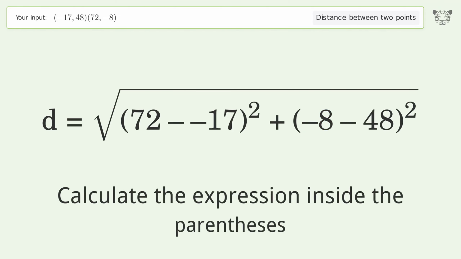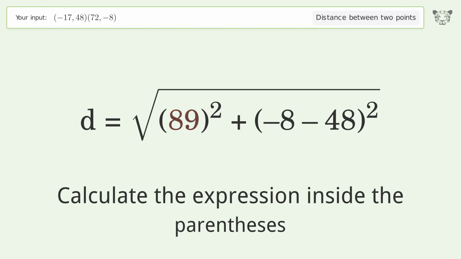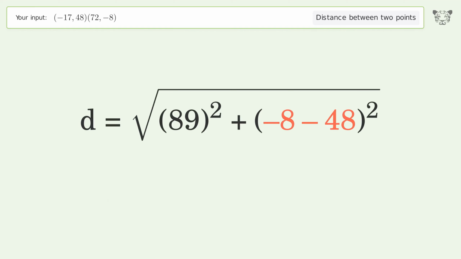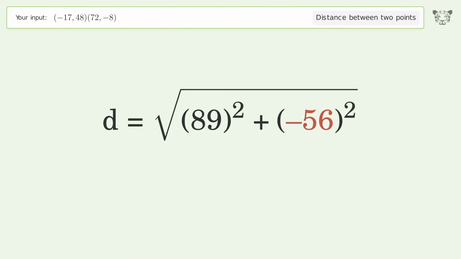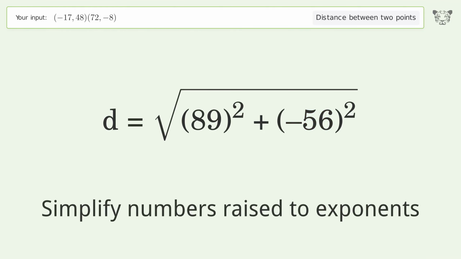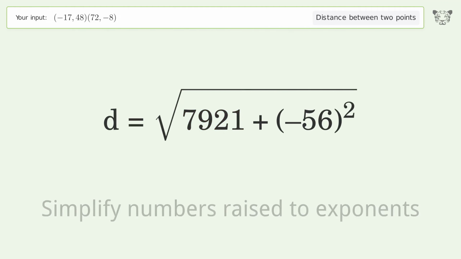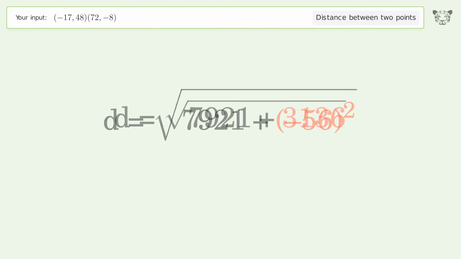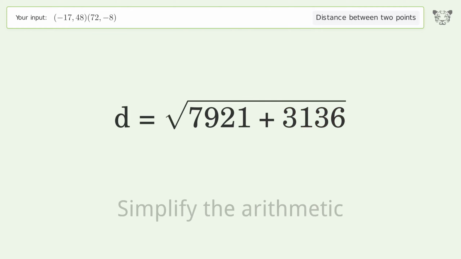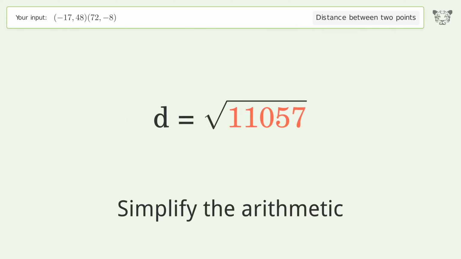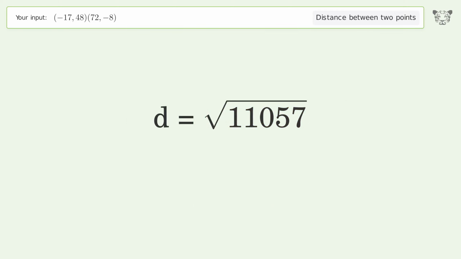Calculate the expression inside the parentheses. Simplify numbers raised to exponents. Simplify the arithmetic. And so the distance between the 2 points is the square root of 11,057, or 105.152.